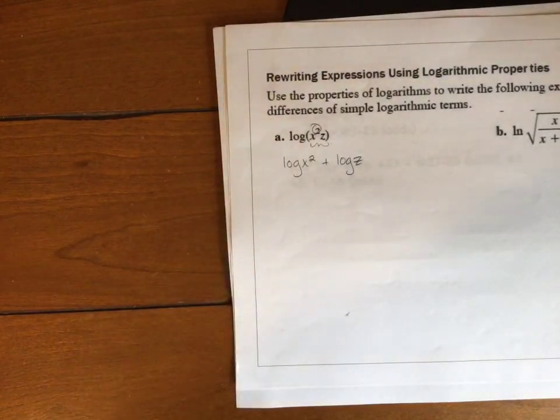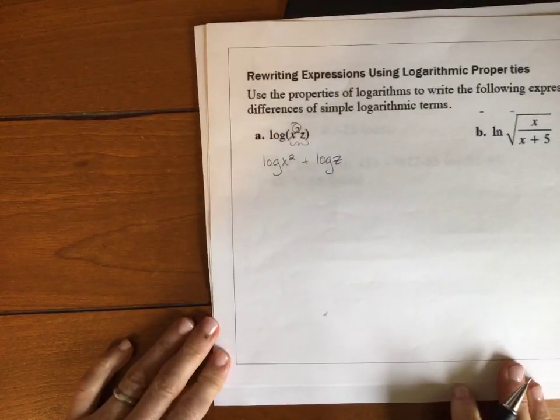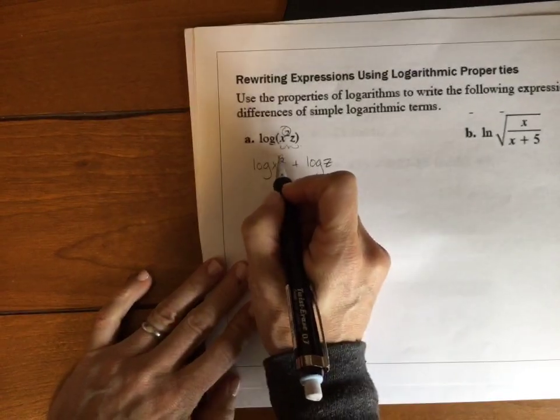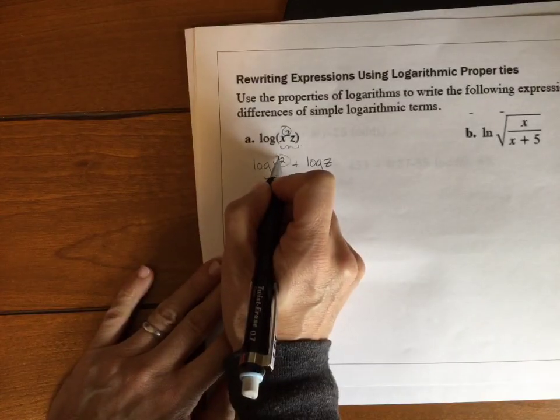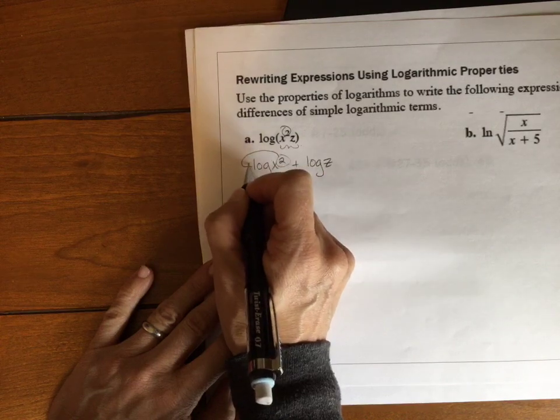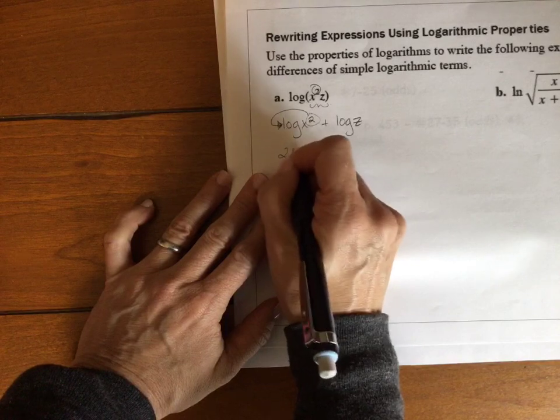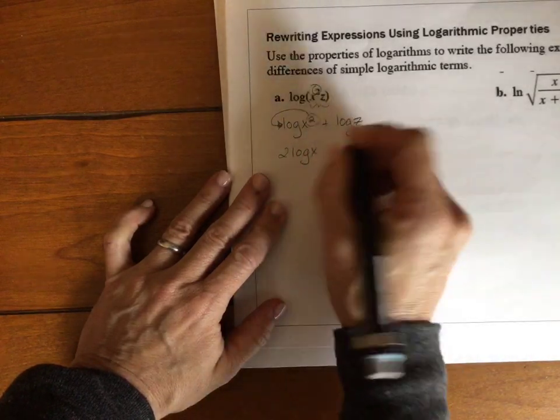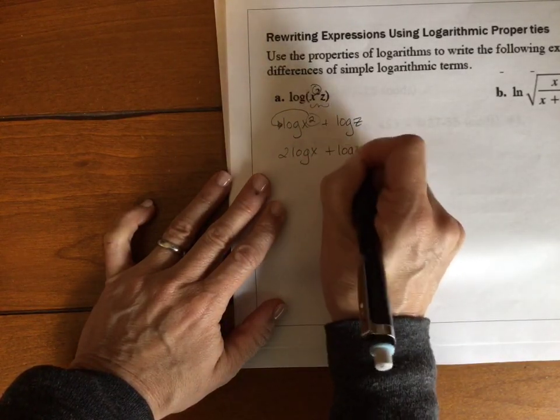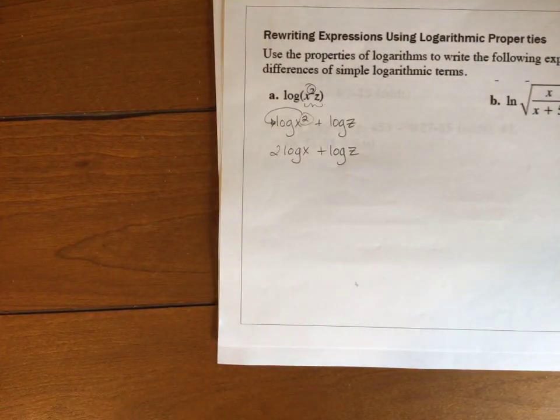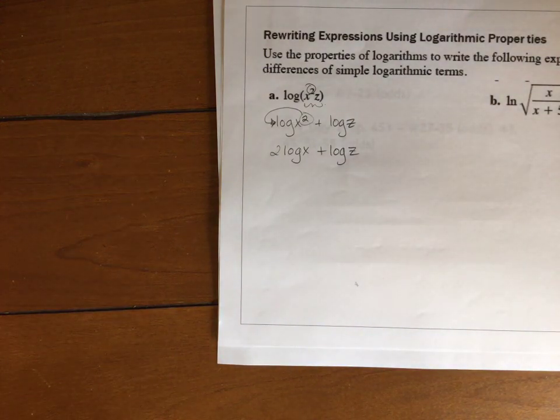All right, that is pretty well simplified, but when they really want me to write it as a fully simplified, expanded term, they want to not have any exponents as well. So I'm going to use the power property and know that I write that out front. So I have 2 log of x plus log of z, and that's my fully expanded form. All right, take a moment and finish noting that. See if you have any questions on that.